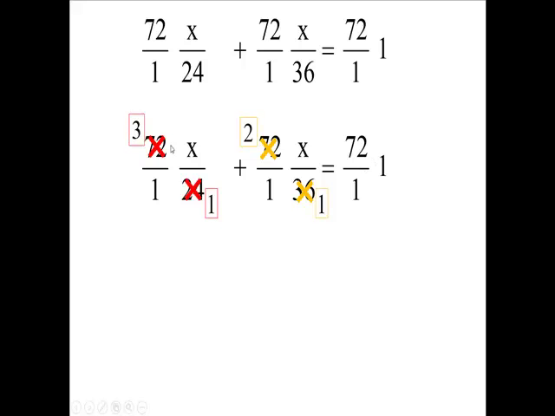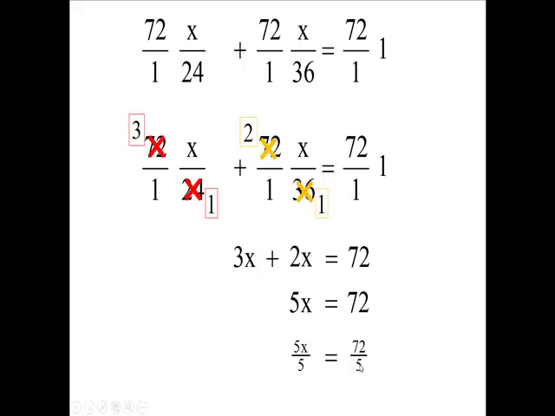Now, 3 times X, and you have 1 for a denominator. We don't have to write the 1. That's 3 times X, plus 2 times X, and that equals the 72 I was talking about. So now I have 3X and 2X makes 5X. And I'm going to divide by the coefficient 5. Divide this by 5. Divide this by 5.